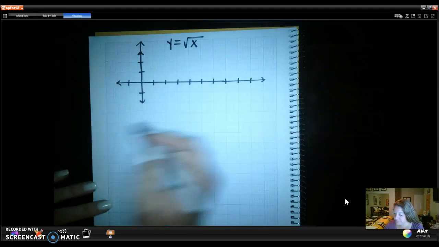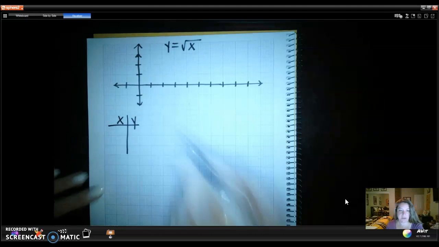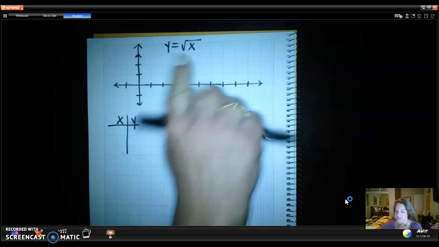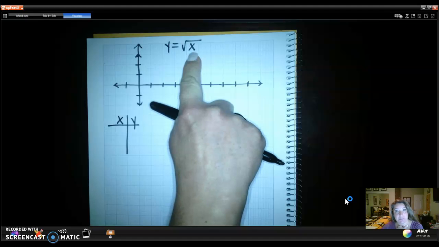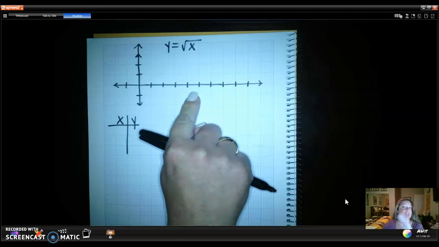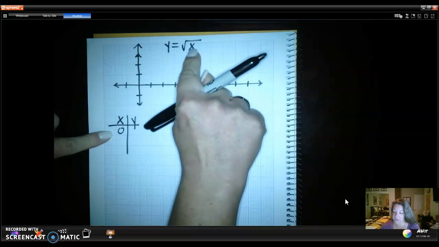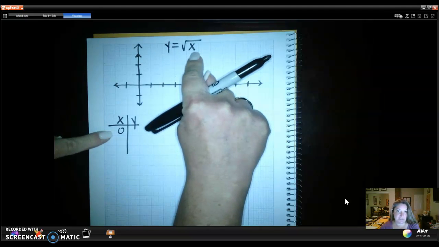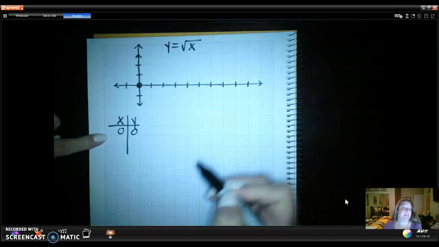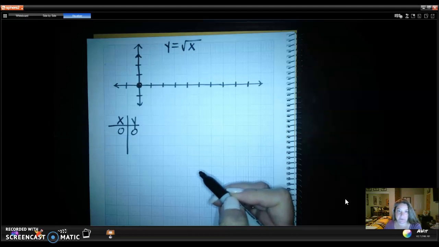If I make a table of values, so if I make an xy chart, right? First of all, you can't put any negative x values in because if you do the square root of a negative number, you're going to get an imaginary number, and that's not going to show up on our real axis, right? So no negatives, okay? But you can do the square root of 0. If I put a 0 in here, the square root of 0 is 0. So I have a starting point at the origin, okay? That's my starting point or ending point, however you want to look at it.